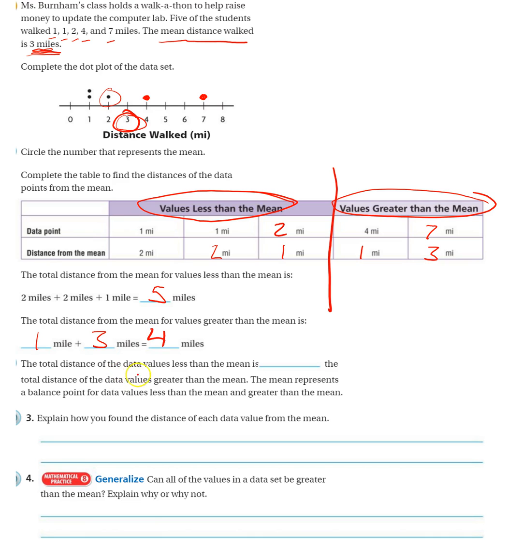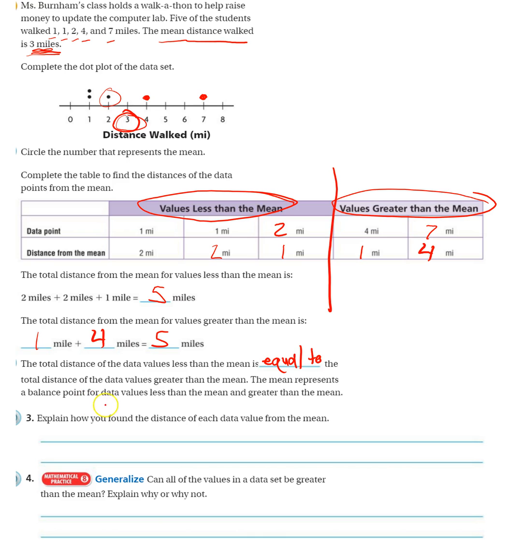The total distance of the data values less than the mean is equal to, oh, whoops, is there an error here? Oh, 1, 2, 3, 4. That should have been 4. You guys probably already saw that. Fixing the mistake again. It should be equal to the total distance of the data values greater than the mean.